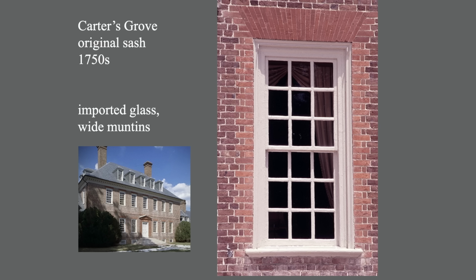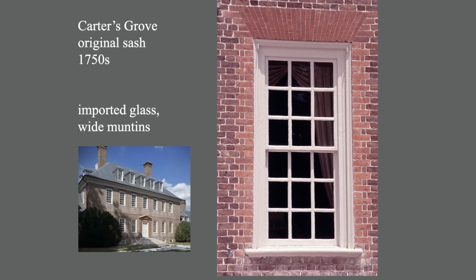Colonial period window sash is rare, so we're fortunate to have for study the surviving original sash in Carter's Grove, a 1750s plantation house near Williamsburg. The photograph shows a standard pattern of 9 panes in each sash. We see the glass panes secured by thick muttons or glazing bars.